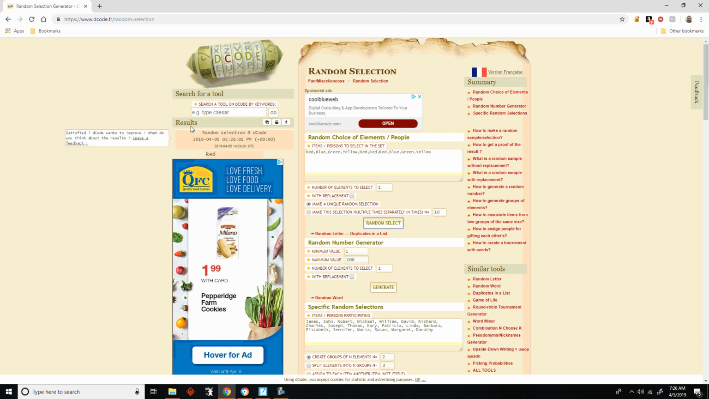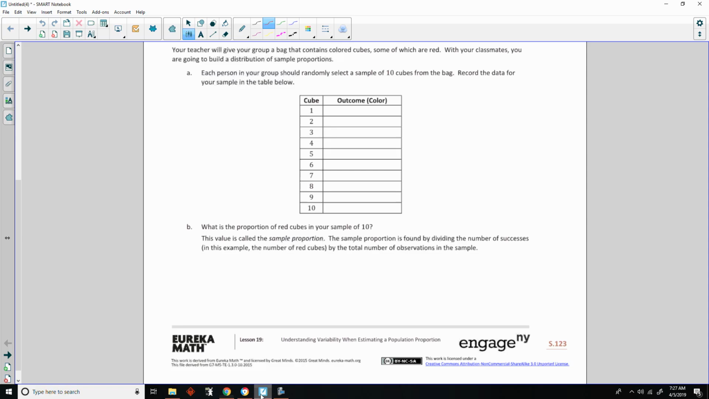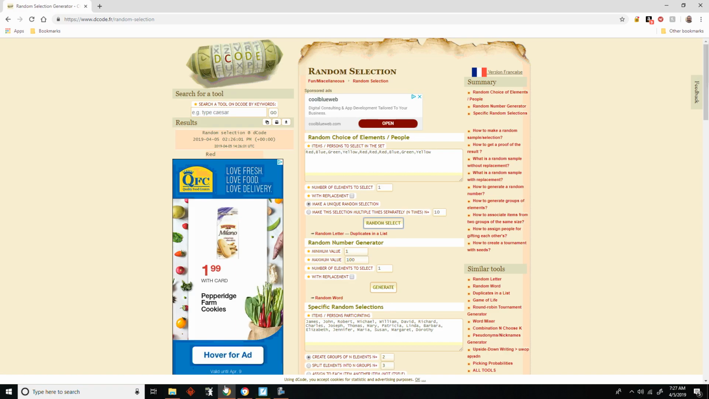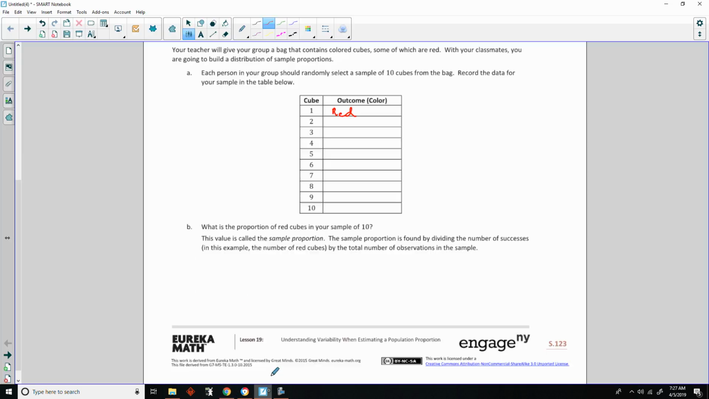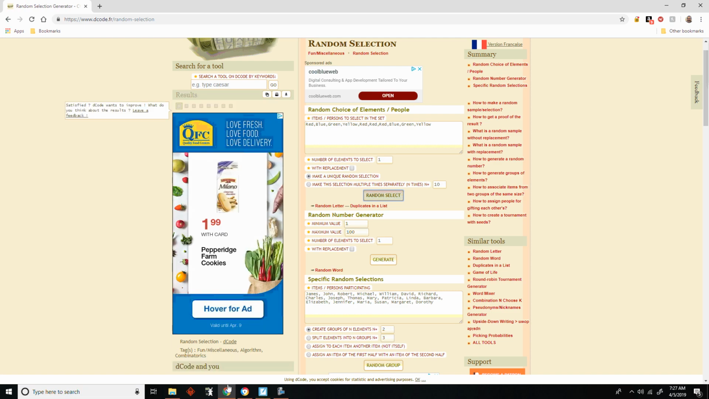So over here, here's the result right here, red. It's decode.fr/random selection, to give them credit. So the first drawing was red. I set it up so there's different colors in the bag: red, blue, green, and yellow. And the first drawing was red. So I'm going to put that in. Then I'll go back and randomly select, and the result was red again. So I write in red. And I'm going to keep doing this until I do it 10 times.